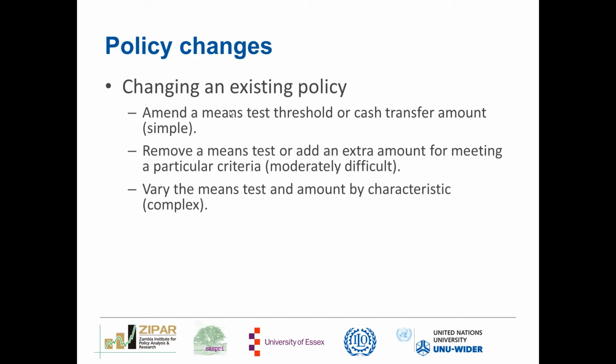So there are a number of policy changes that one could make to the model. We could either make a change in existing policy, and we could do a simple change such as amending a means test threshold or cash transfer amount. We could do a more moderately difficult policy change, such as removing a means test or adding an extra amount for meeting a specific criteria. Or we could do a complex policy change, such as varying the means test and amount by a certain characteristic. The other kind of policy change that we could make is adding a new policy altogether. And we could do this by adding a new social benefit, for example.